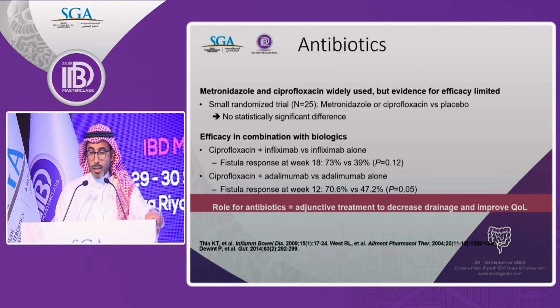So antibiotics here, Metro and Cipro, are widely used, but evidence is limited. A small randomized control trial of 25 patients was negative. Efficacy in combination with a biologic, Cipro plus infliximab or infliximab alone: first response at 18 weeks was 73 versus 40, which is not a significant p-value.